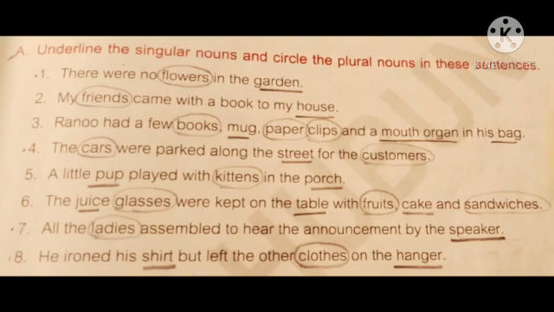Seventh, all the ladies assembled to hear the announcement by the speaker. Circle ladies because many ladies. Underline speaker because there was only one speaker. Eighth, he ironed his shirt but left the other clothes on the hanger. Underline shirt, it is a single shirt, and circle clothes because there are many clothes. Then underline a hanger, it is single hanger.